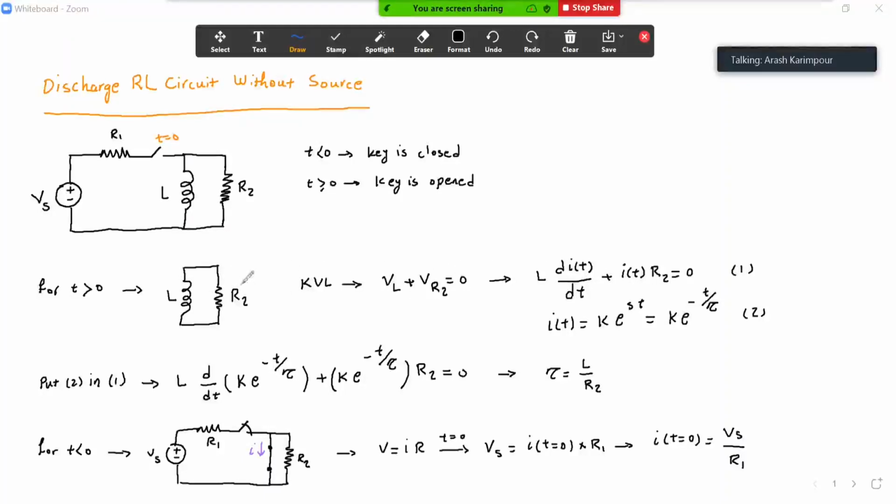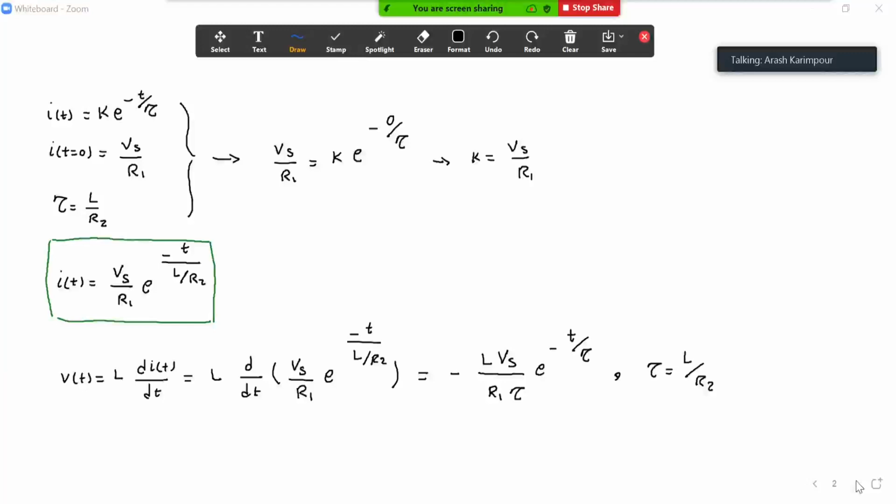We write the current equation, and we find the solution for that differential equation in two steps. First, we put this solution into the equation, it should satisfy it, so it gives us the tau value. And then we find the initial condition, and we put the initial condition in the solution, and that is going to give us the k. And when we substitute them both in the solution, this is what we get for the i(t).